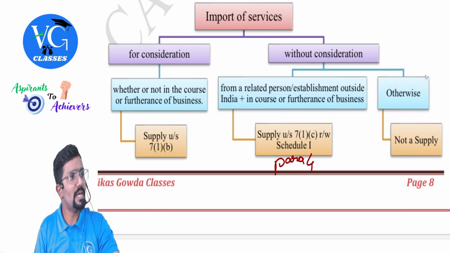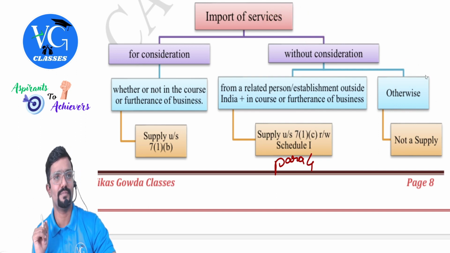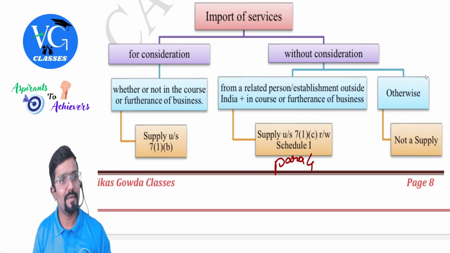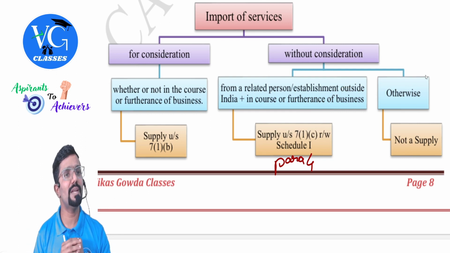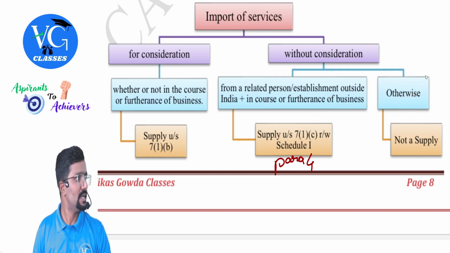Otherwise, the service is imported without consideration, but not from a related party. For example, from a friend, who gave it freely. Is it covered here? No. Or else, it is imported from a related person, but for personal purpose. Where will it fall? Otherwise. Is it clear, guys?